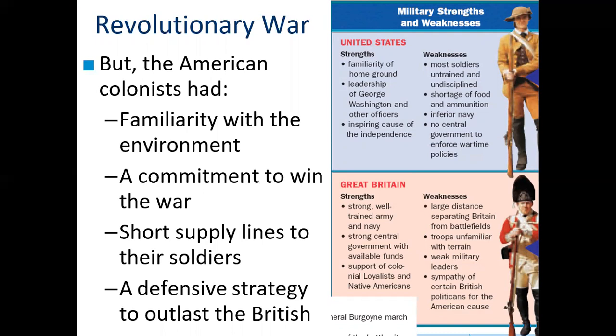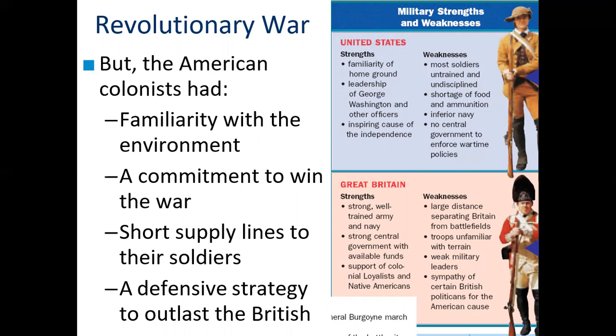Also, with talking about supplies, the colonists have much shorter supply routes, so their goods, their gear, have a lot less distance to travel to reach them. So the British might get hung up waiting on supplies for a month or two, whereas the Americans might only have to wait a couple of days or a few weeks at most.